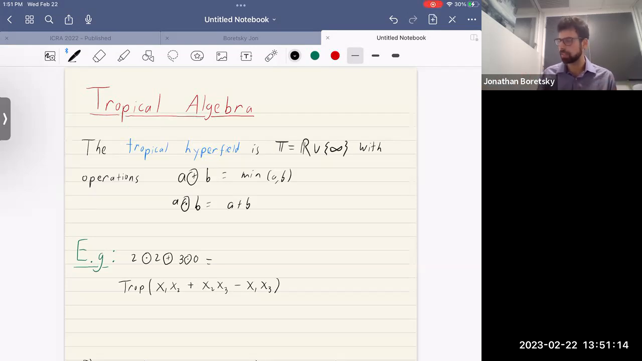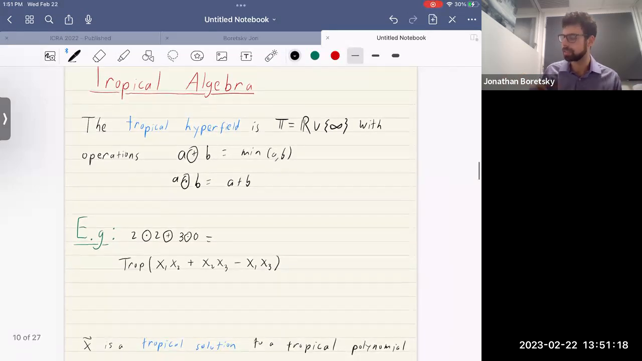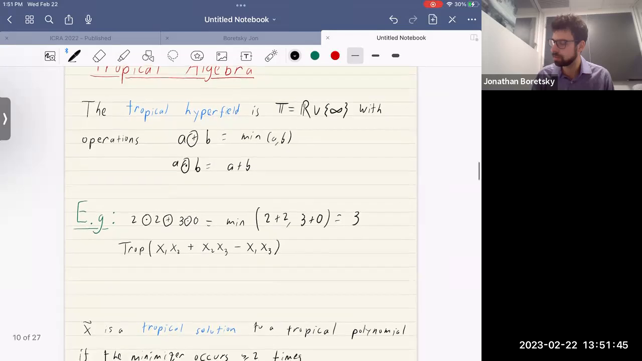So this gives us some sort of structure. It's not quite a field. It's called a hyperfield, but it's familiar enough that we can do some examples. So 2 times 2 plus 3 times 0. So the plus is the minimum. We still respect the order of operations. So it's the minimum of 2 times 2 and 3 times 0. 2 times 2 is going to become 2 plus 2. 3 times 0 is going to become 3 plus 0. And this is the minimum of 3 and 4, which works out to 3. So this works in a way that's not too unintuitive.